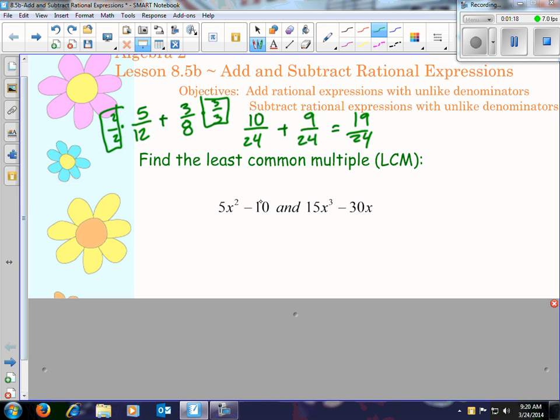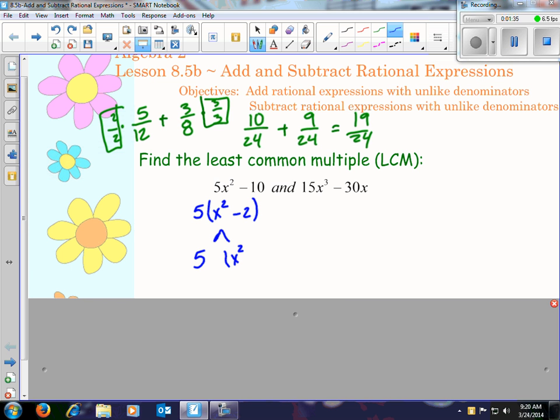So our least common multiple for this one, looking at it, I can factor out a 5. So I can factor 5 and have x squared minus 2. So this is just going to go to 5, and I can't factor x squared minus 2 anymore, so that's going to stay there. And then this one, I can factor out a 15x. So then I'm left with x squared minus 2 again. So this is going to go down to 15x and x squared minus 2.